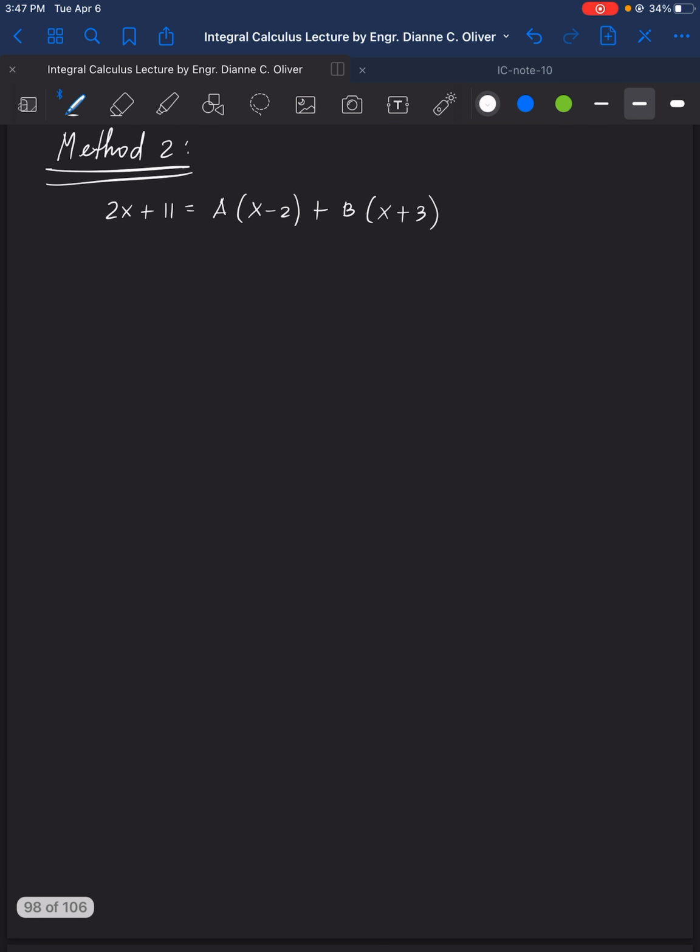So what happens here in method 2 is that we can eliminate one of the unknowns. So we have two unknowns here, the a and b. We're looking for the value of a and b. We can remove the b here by substituting x with negative 3. That is to remove b. So substitute x with negative 3.